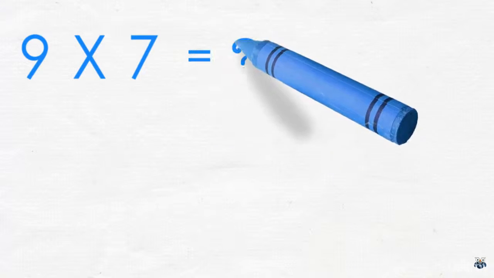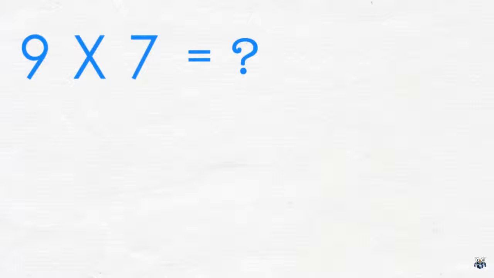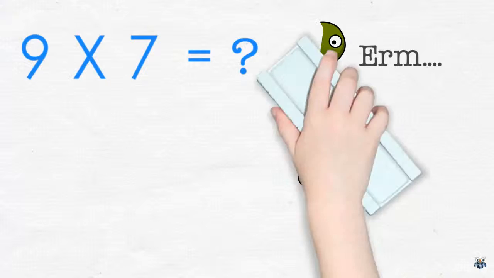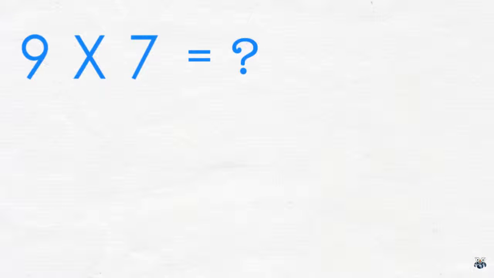What is 9 times 7? If you knew your times tables, you would know the answer immediately. But what if you only knew the times tables up to 5 by 5? Is there a way to solve this problem?